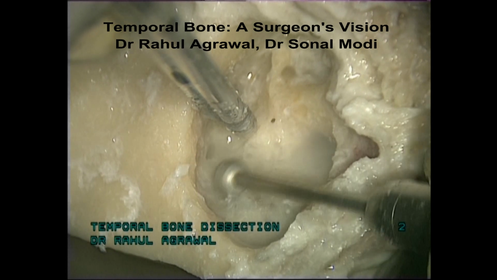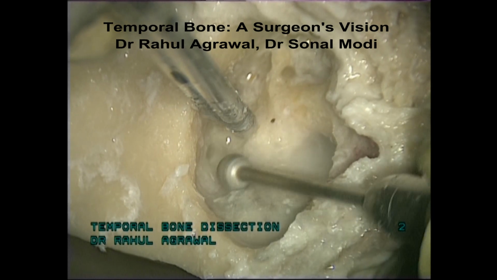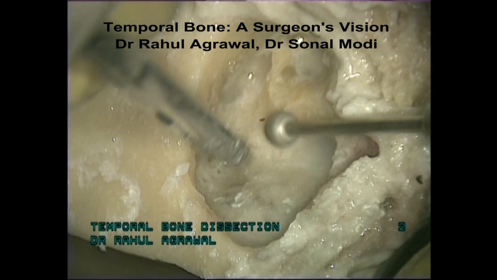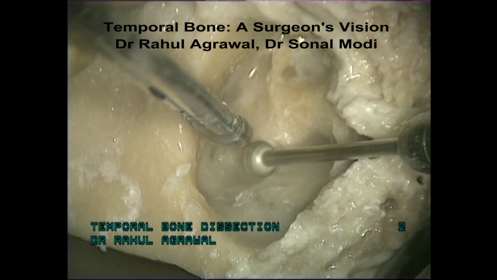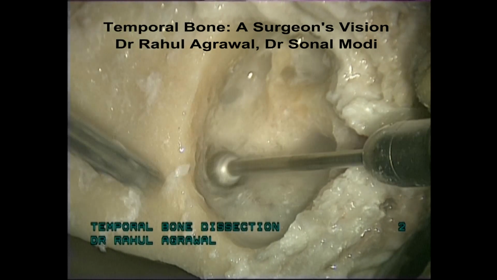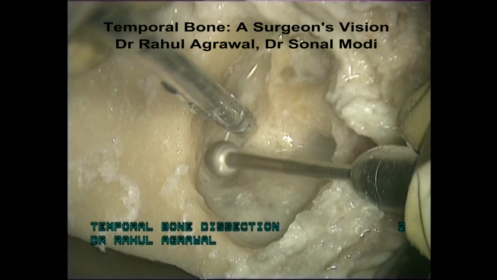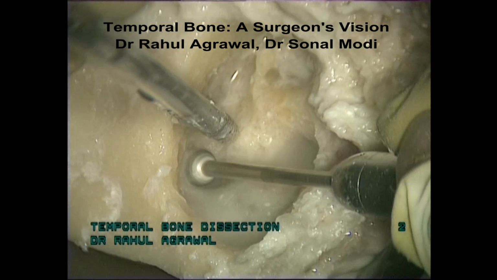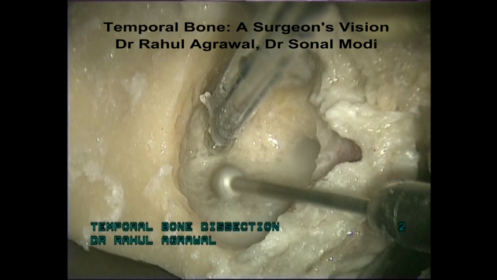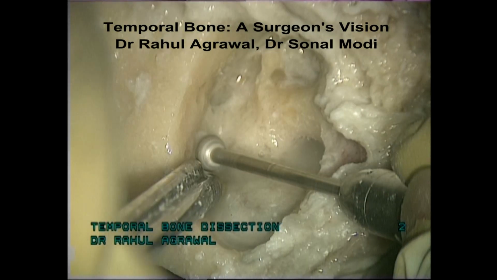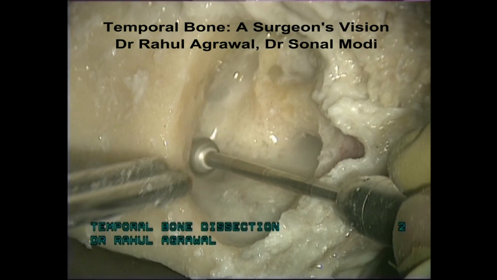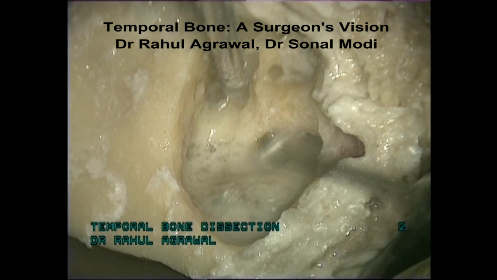Now we are drilling in the sinodural angle. That's the pre-sigmoid dural plate. Again, when we are drilling in this area, we are drilling from a medial to lateral direction.